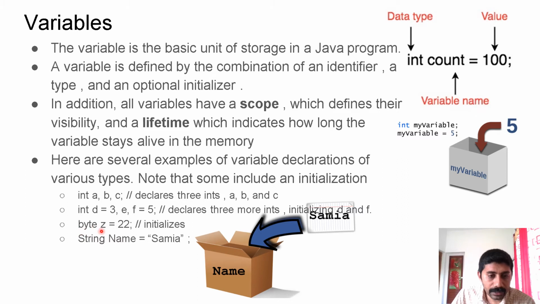In this case z is a byte, the data type is byte, and you are initializing it with 22. Here you are initializing a string with a name. So a variable is nothing but a container where you can store a value, and that storing process is nothing but initialization. So here I am creating my variable. Its type is int, so I can store an integer in this variable, and in the initialization I am storing one value into that variable.